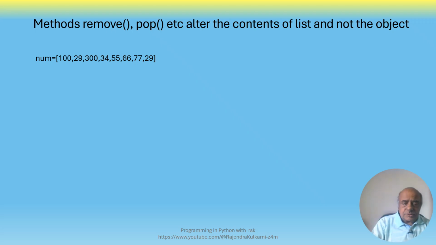We can see methods remove, pop, etc. all alter the contents of the list but not the object. We have seen the object remains the same in all the operations using remove, pop and others. Let us see and understand what happens to the object on which the remove and pop methods have worked.